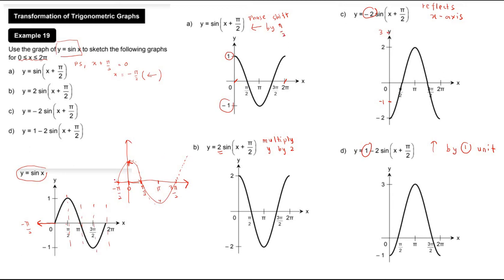Okay, tadi kita discuss. Ini bentuk yang asal untuk satu cycle. Gerak pi per 2 ke kiri. Tapi soalan nak from 0 until 2 pi. Jadi kita akan start from 0. Kalau ikut ni sampai 3 pi per 2. Yalah. Kalau asalnya 2 pi kan. Tapi 2 pi dah pergi sini. So kita kena extend. Dapatlah sampai sini 2 pi.